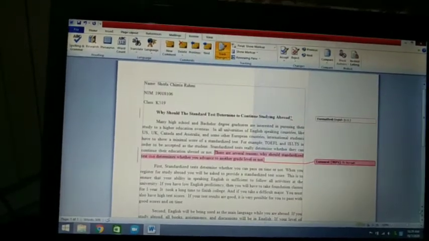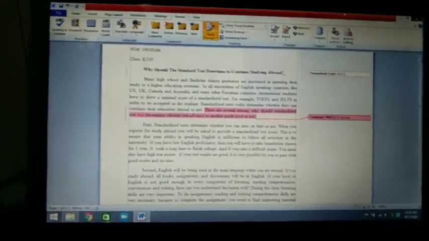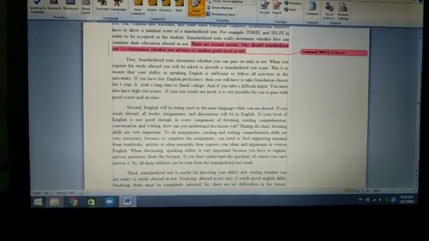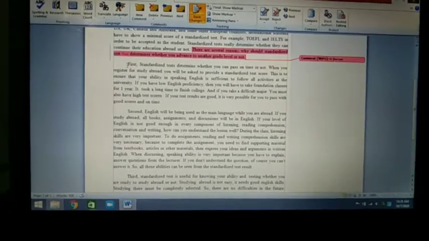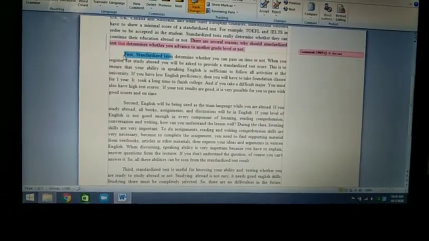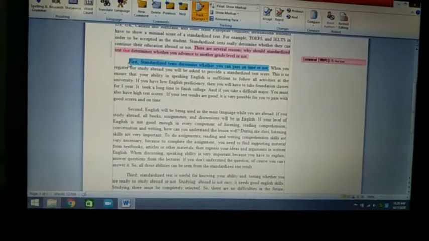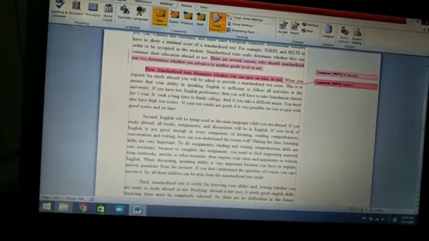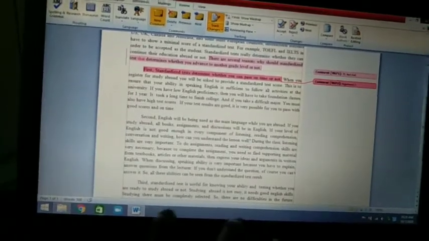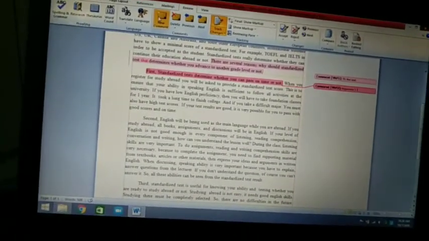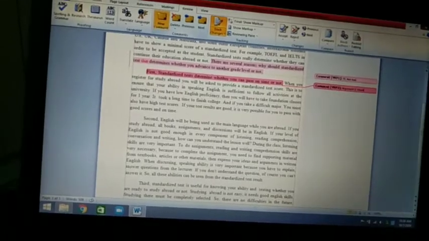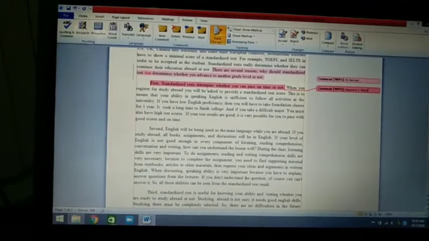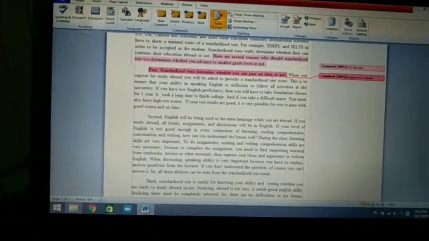We move to the second paragraph. First, standardized tests determine whether you can pass on time or not. This is the argument 1. First argument. Good. Standardized tests determine whether you can pass on time or not.